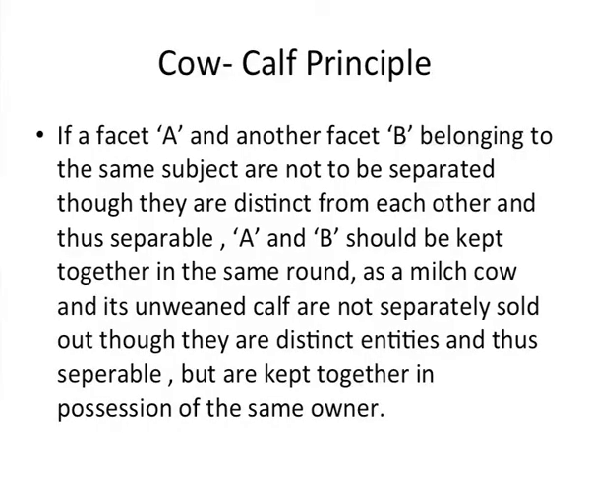And he says, if a facet A and another facet B belonging to the same subject, mind you, same subject, are not to be separated though they are distinct. They are distinct, we are very much clear, A and B are distinct. But he says they should not be separated from each other. And he gives an example that they should be such that their relation is as a milch cow and its unweaned calf. They cannot be separately sold.